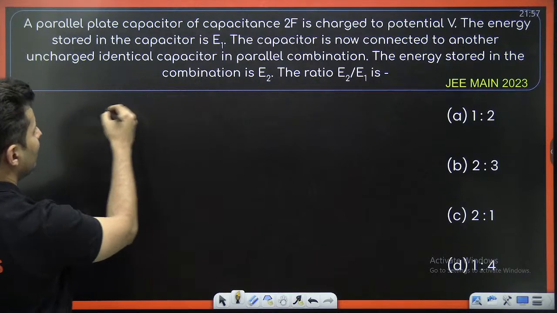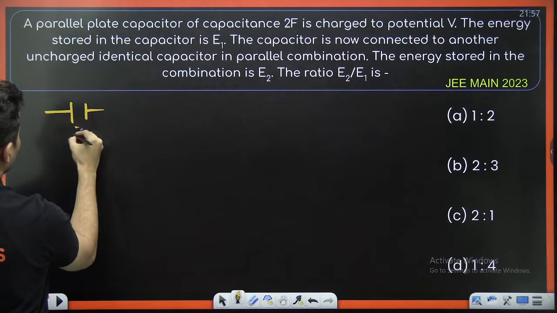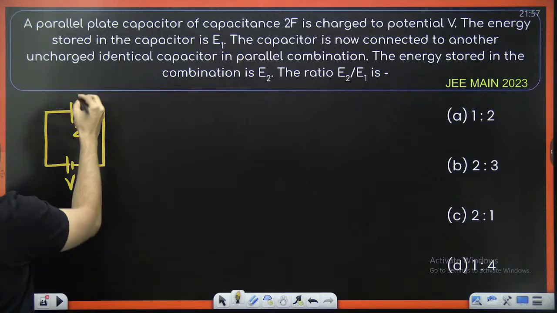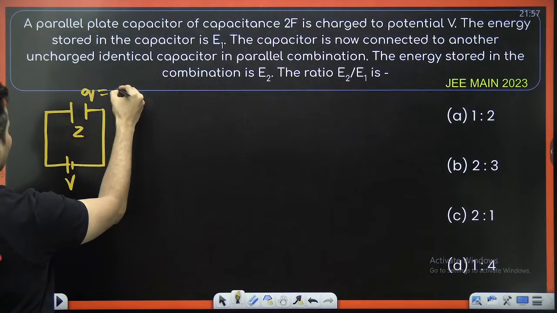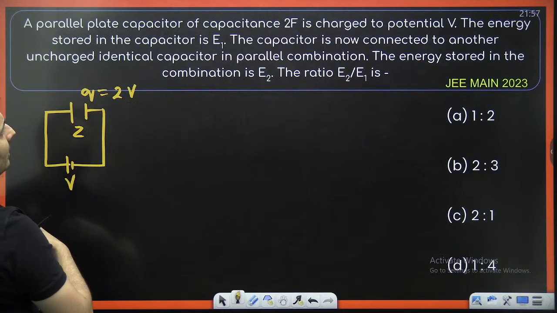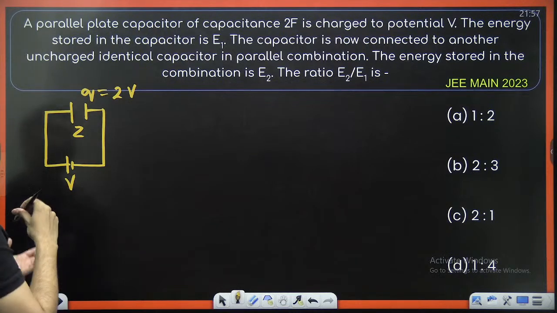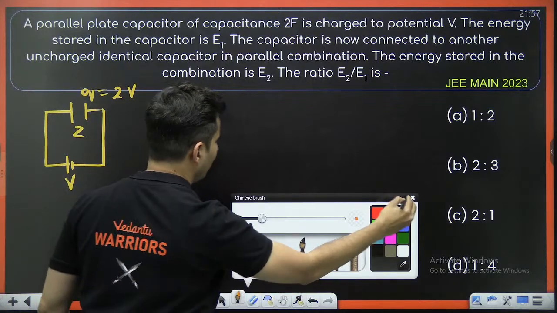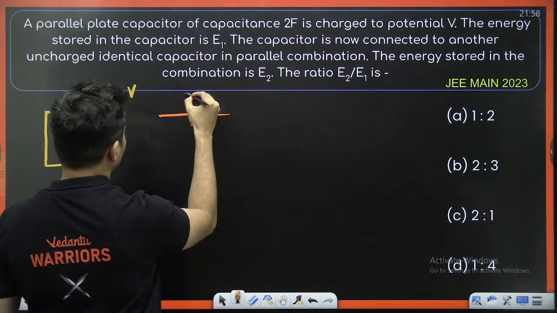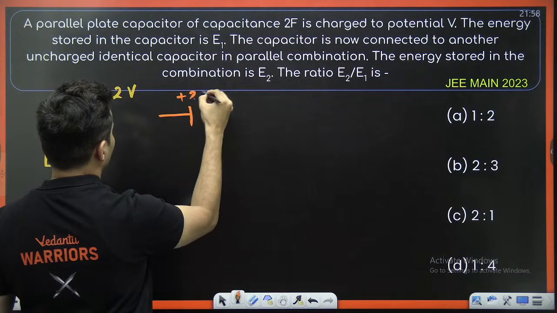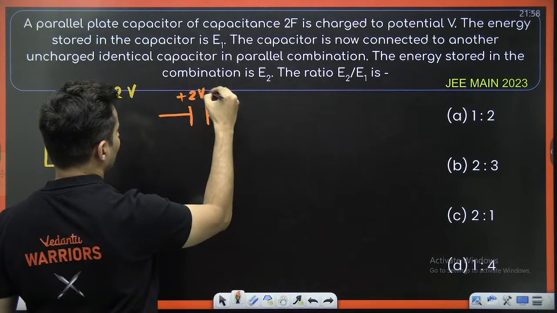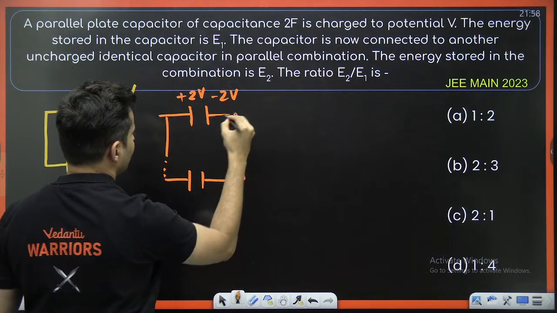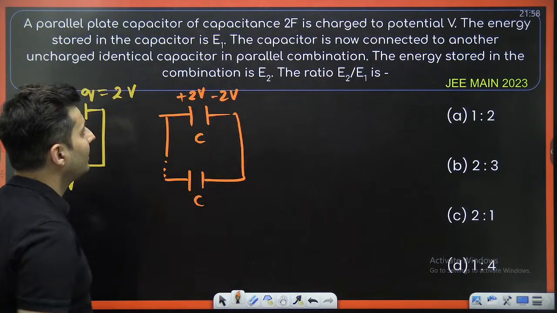So a parallel plate capacitor of 2 farad, this is 2 farad, and you connect it to a voltage of V, right? The charge on it will be CV, so it will be 2V. Then this capacitor is now connected to an uncharged identical capacitor in parallel combination. So you take this capacitor, the charge on it is plus 2V and minus 2V, and you connect it to an uncharged identical capacitor.